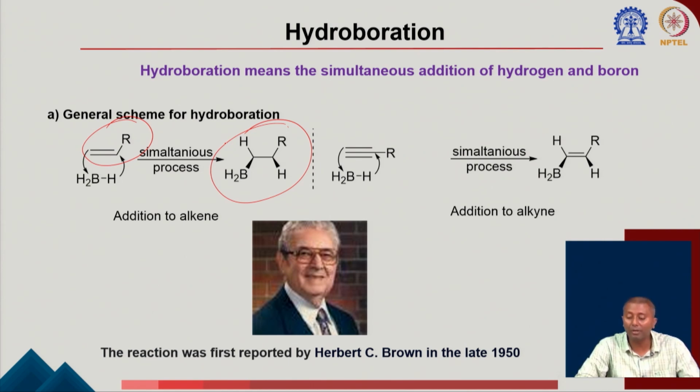Again, we are going to come back to the addition. What type of addition is happening in this reaction, we are going to come back to that in a minute. So this reaction is not only happening to olefin, it can also happen to alkyne. Remember that it is not only happening to the alkene, it can also happen to alkyne, and you can now end up making some sort of a vinyl boron compound.